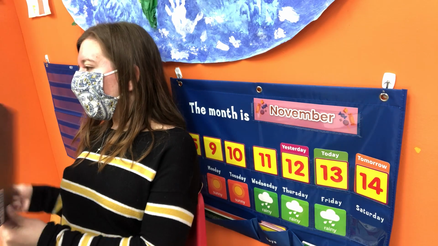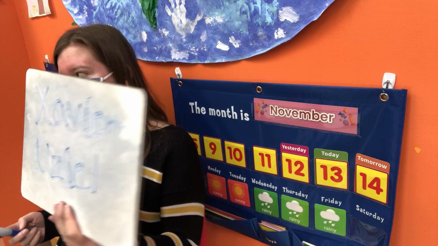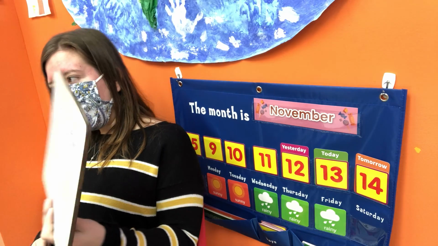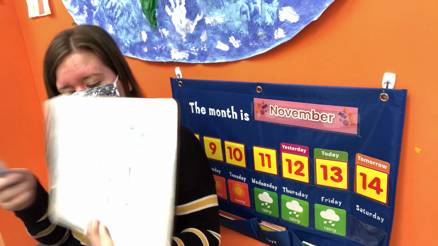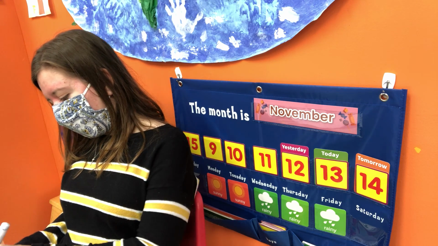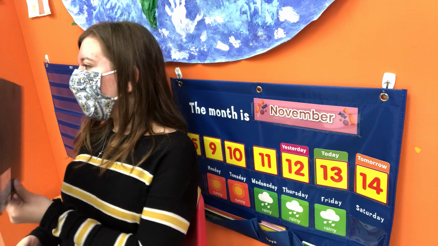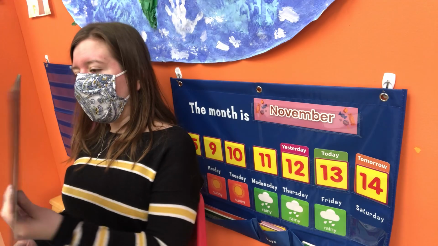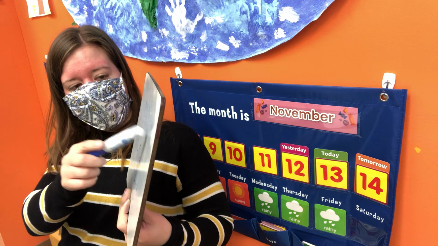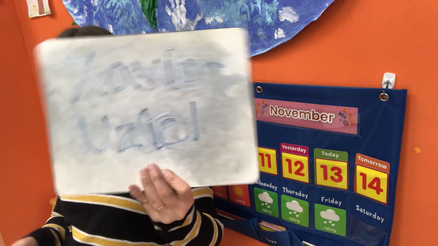And is there any other letters that are the same? No. Yes. E, yes. An E over here and an E over here. That's right. So there's two E's. Is there any other letters that are the same? No. So they only had the E and the I. They're the same. The E and the I.